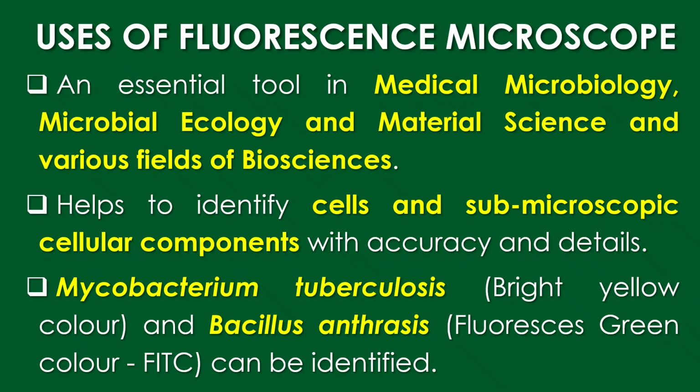Mycobacterium tuberculosis is the causative agent of tuberculosis disease, and under the fluorescence microscope this Mycobacterium tuberculosis will appear as a bright yellow colored cell. Bacillus anthracis is the causative agent of anthrax disease, and under the fluorescence microscope Bacillus anthracis fluoresces green color, that is, with FITC.